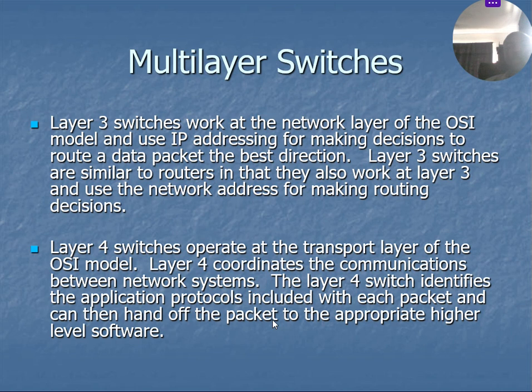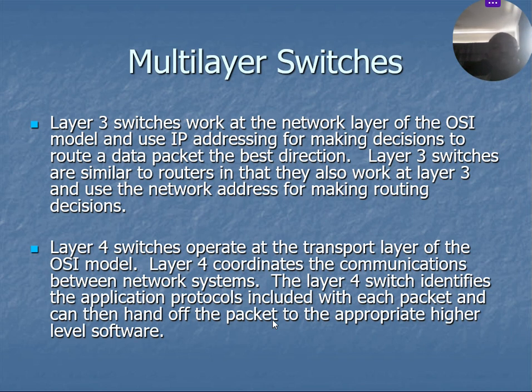Now let's take a look at multi-layer switches. Like when we started, we said most switches are used in layer 2 of the OSI model. Layer 2 is the MAC address layer, the Ethernet layer. Most switches are used in layer 2 of the OSI model. We treated the OSI model in chapter 1 of this course.